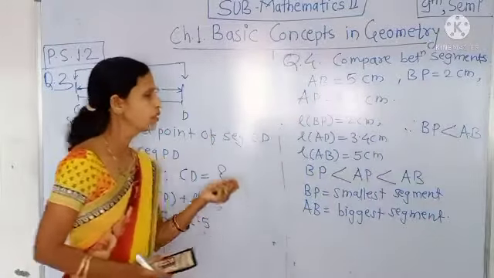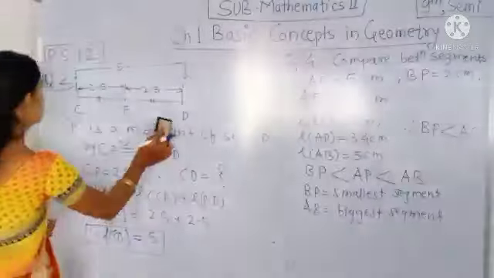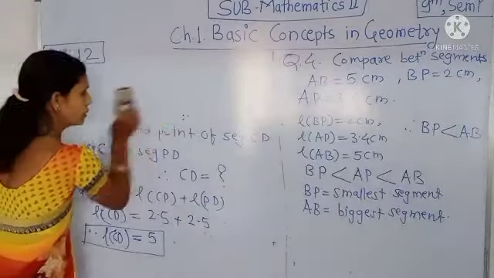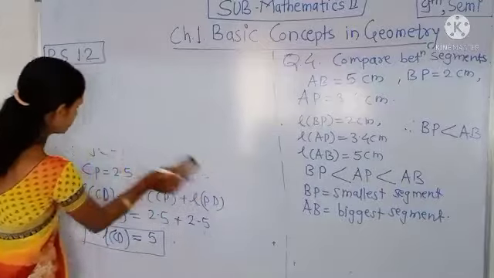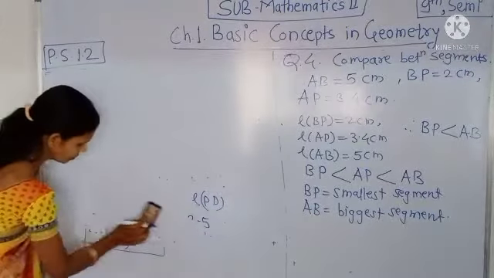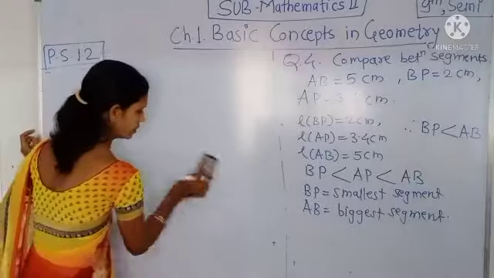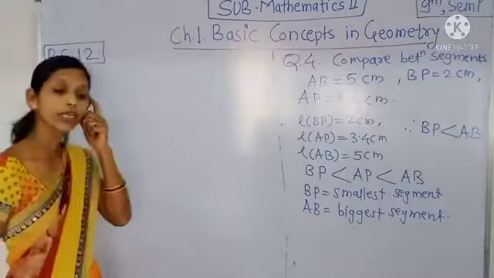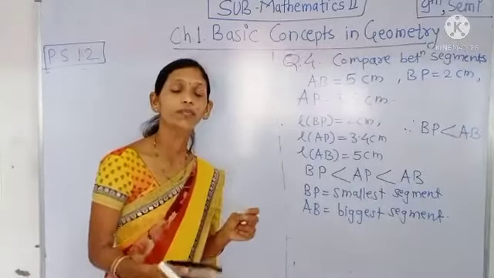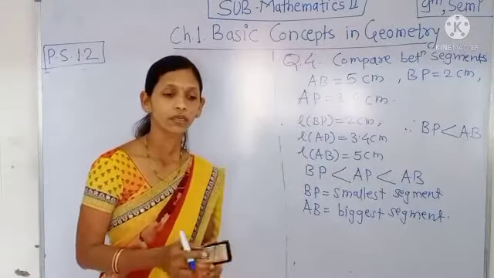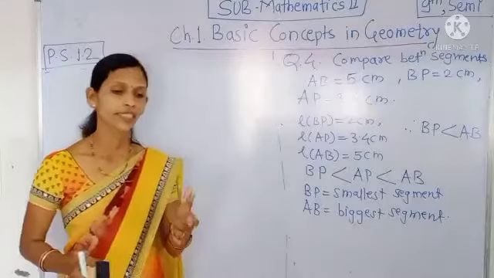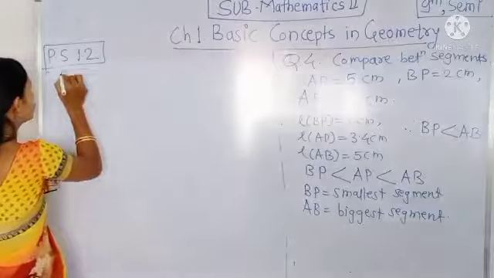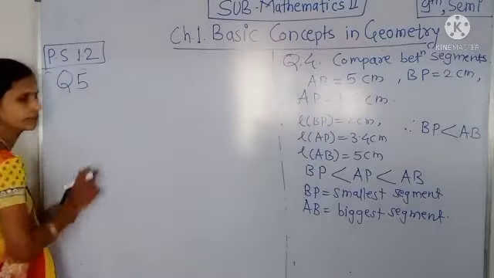Then we can solve the examples which are based on properties of rays and the different properties of sets. Then question number 5 we have to solve here.